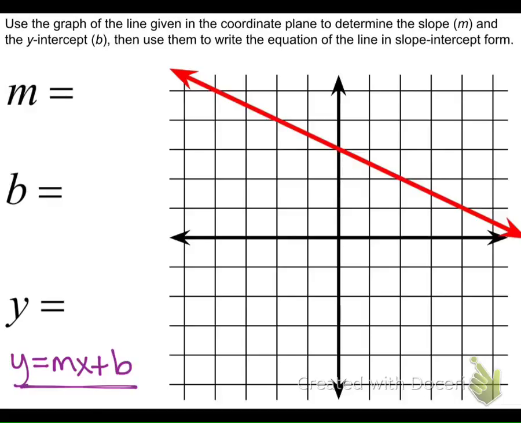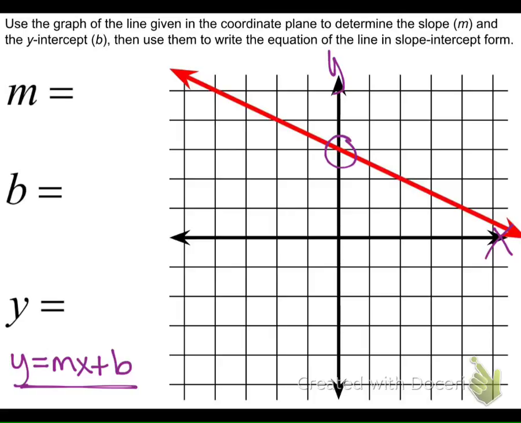Now, the first thing that I like to do is find where that line crosses my y-axis. So I'm going to look and determine where this line here crosses through my y-axis in order to get my y-intercept. So where does this line cross through my y-axis? Right here, right? You see how my line crosses the y-axis there? That's going to be my y-intercept. That's where it intercepts that y-axis.